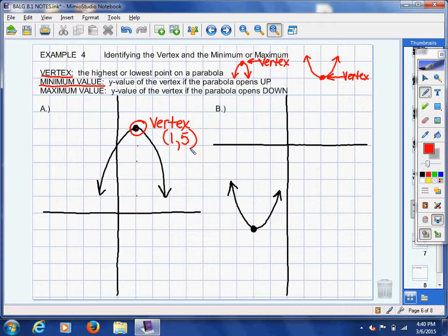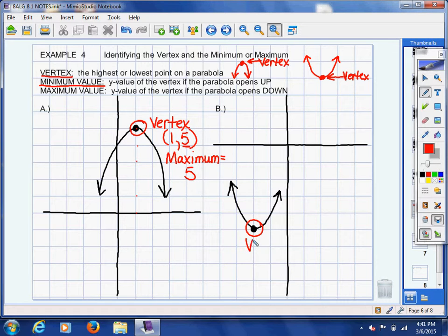Because our parabola opens down, this is going to be the maximum. So it's going to have a maximum value. And our maximum value is always the y value of your vertex. So that's why we want to identify the vertex first. It's (1, 5). Then we hone in on the 5 because that's our maximum value. That's the highest y number there is for this particular parabola. The parabola does not go above 5 on the y-axis. That's our maximum.